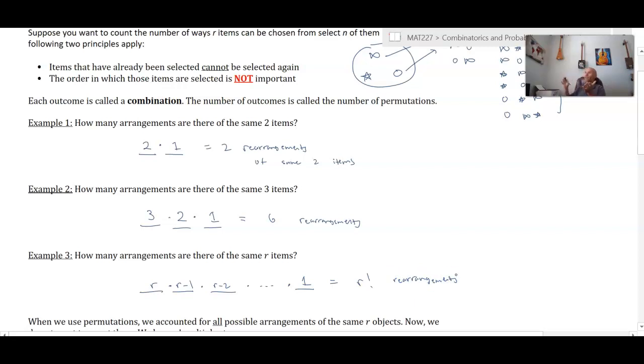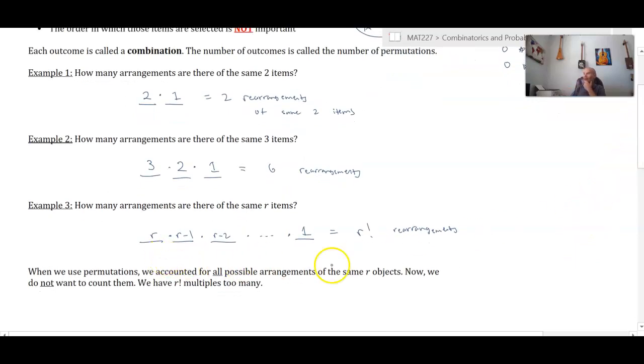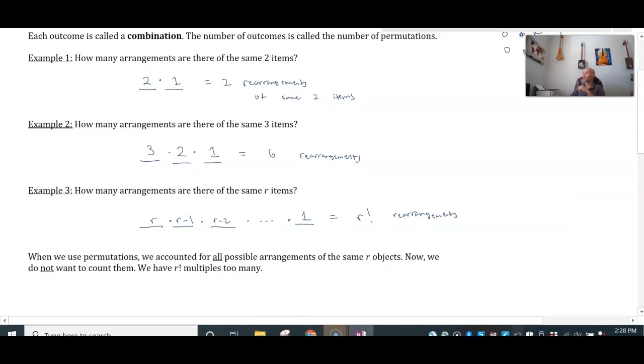This is important because whenever we're doing a permutation, we are actually counting every single one of those rearrangements because order was important. Now, we do not want to count all of those rearrangements of the same r items. We only want to count the number of arrangements that do not have elements in common. We have r factorial multiples too many. Let's see if we can visualize this.